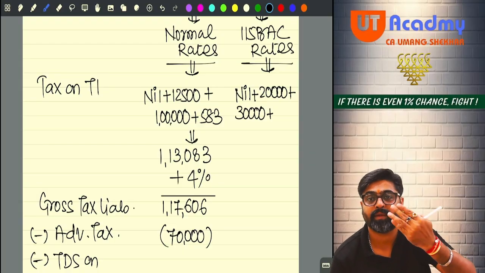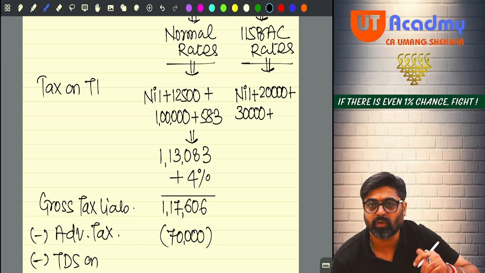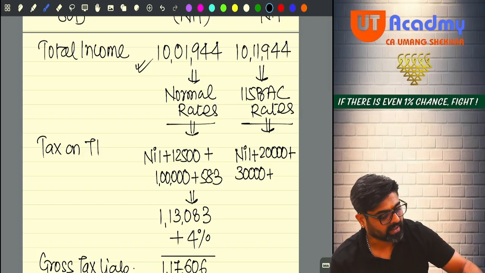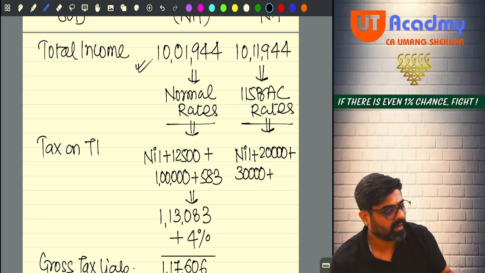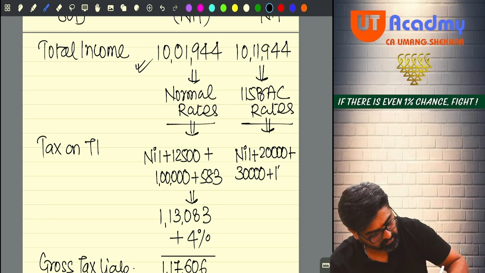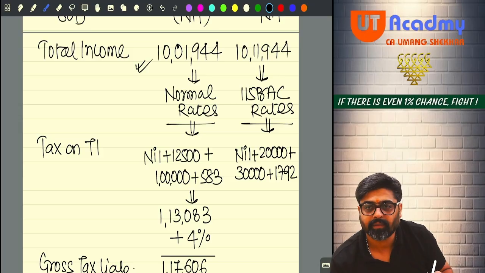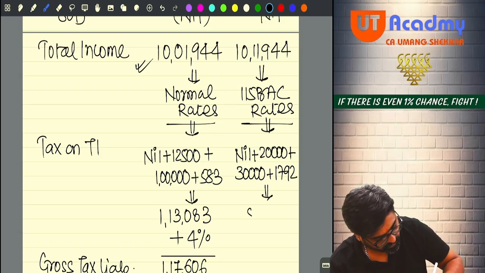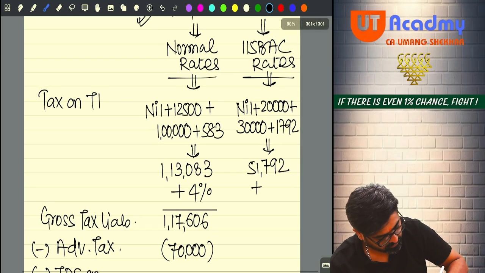Then any total income from 10 lakh to 12 lakh, I have to pay 15%. So 10 lakh to 12 lakh? No, sir. 10 lakh to 10 lakh 11,944. So can I say 11,944? I will have to pay 15% only, sir. 1792. Are you all getting it? So can I say 1792 plus 30,000 plus 20,000 will give me 51,792. And on that also I will have to add 4%.